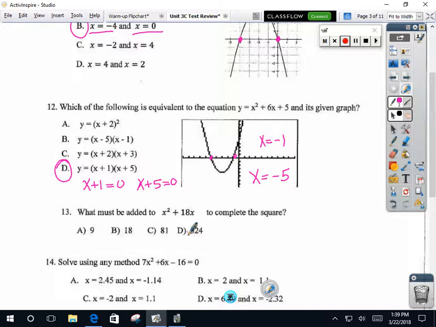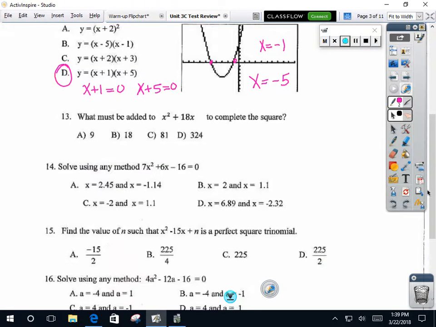Yep. Does everybody understand what I'm talking about with number 12? That if you're confused and you're not sure if it's B or D, just graph B and graph D and see which one looks like that parabola. You don't even have to graph the original because you're already looking at a picture of it. You would just need to graph the choice you think it is and see if it matches up with what's right here on the paper.